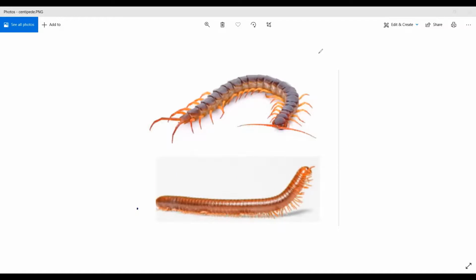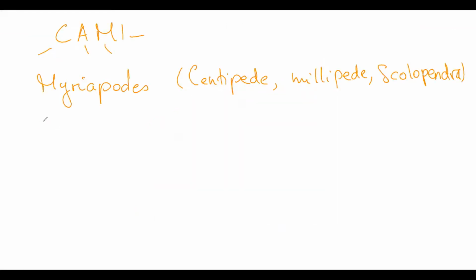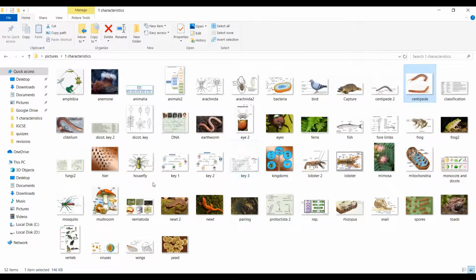Now the next group, insects. And insects have a great diversity. Of course, we know examples, and the body is divided into 3 segments, like the housefly or the mosquito or whatever.